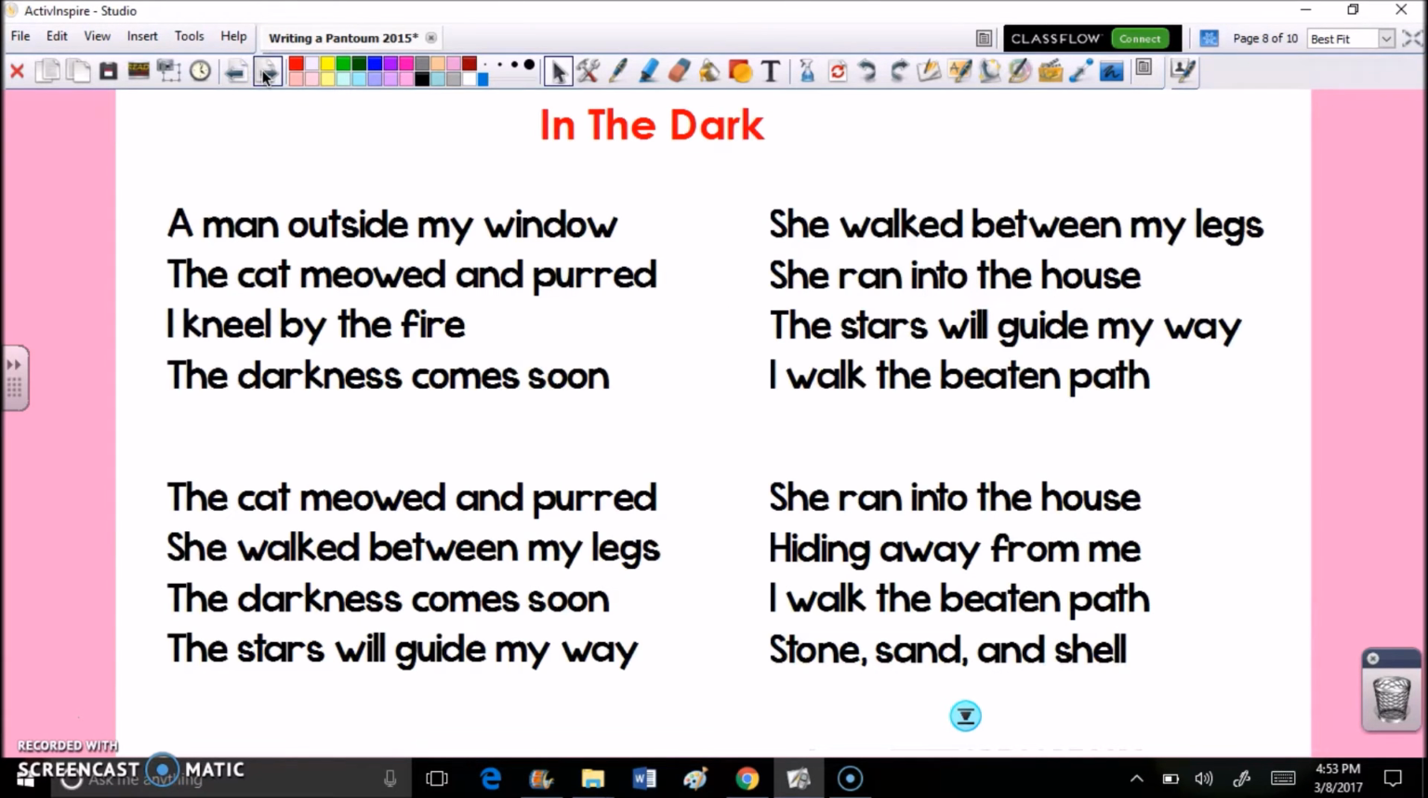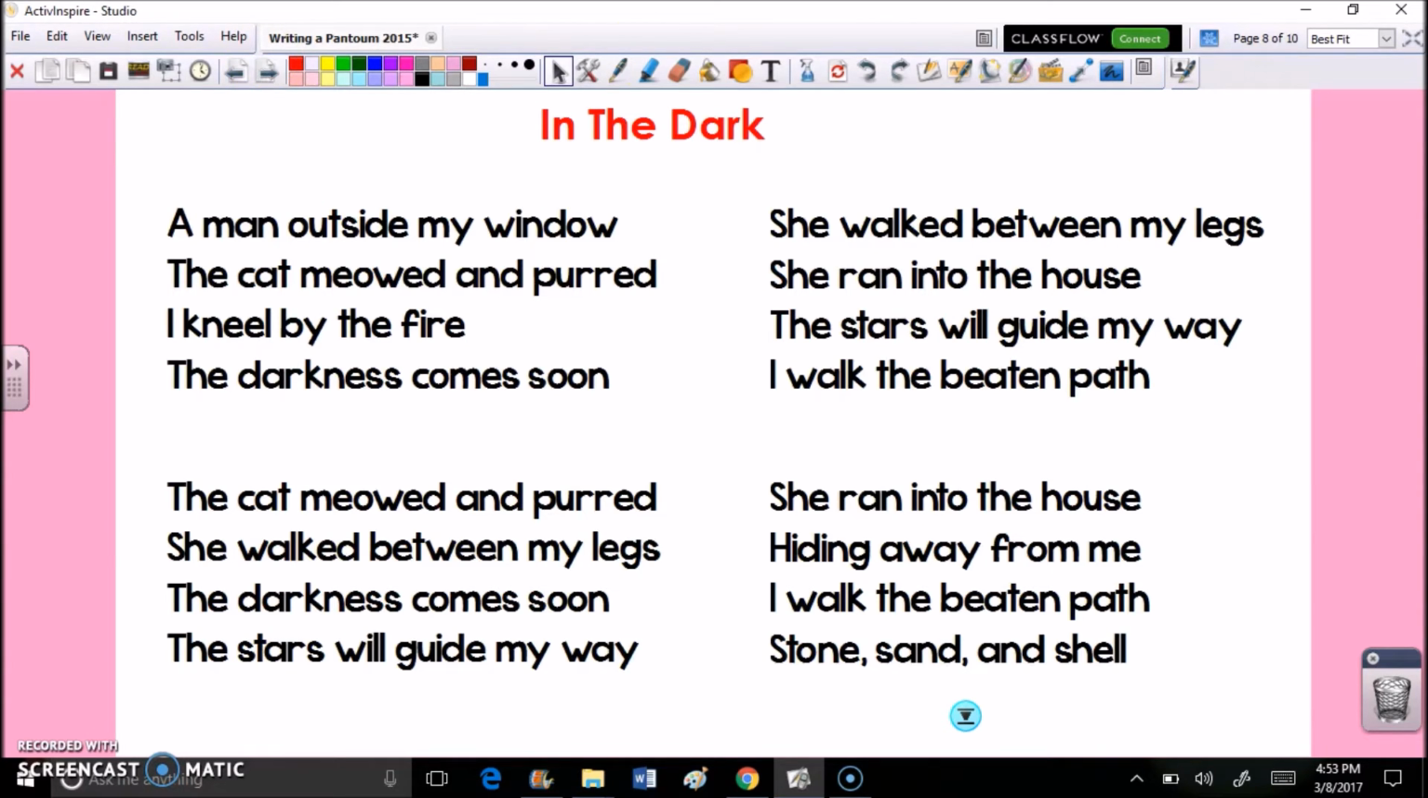In the dark. A man outside my window, the cat meowed and purred. I kneel by the fire, the darkness comes soon. The cat meowed and purred, she walked between my legs. The darkness comes soon, the stars will guide my way. She walked between my legs, she ran into the house. The stars will guide my way, I walk the beaten path. She ran into the house, hiding away from me. I walk the beaten path, stone, sand, and shell.